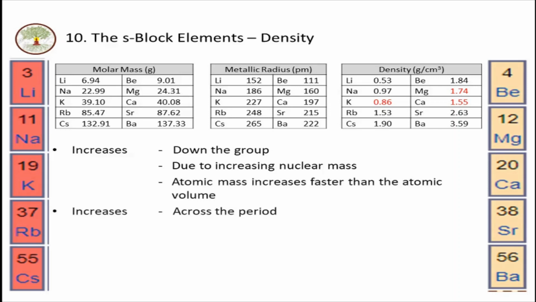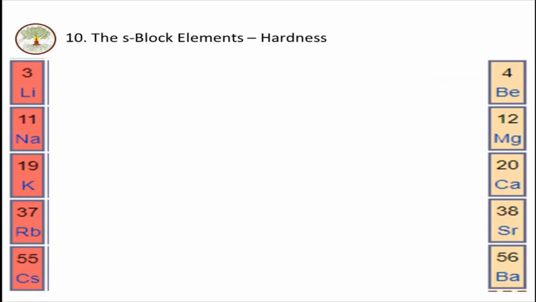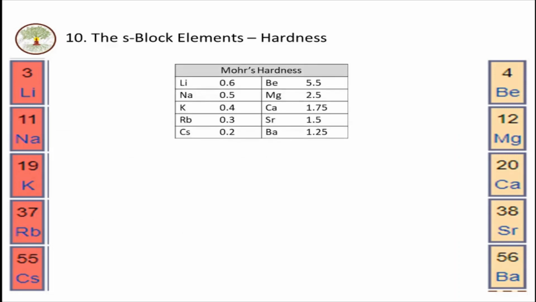As we move across the period, then also density increases. It is because atomic radius and hence the atomic volume decreases, and also mass increases as we move from left to right. Hardness is defined as the resistance to deformation.